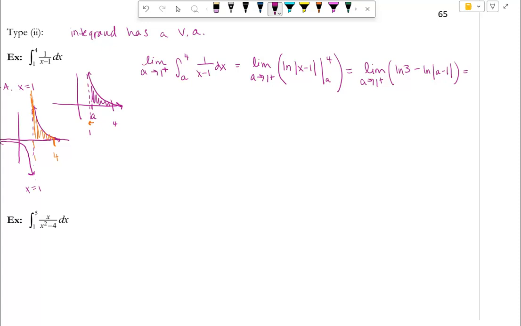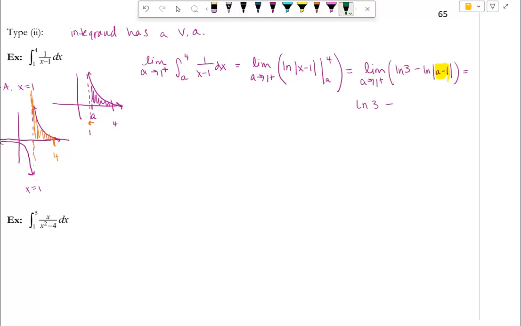All right, so now we said we need to let A approach 1 from the right. I know that the natural log of 3 is just the natural log of 3. But as A approaches 1 from the right, A is just going to be a tiny, tiny bit greater than 1. So A minus 1 is just going to be a tiny, tiny bit greater than 0.